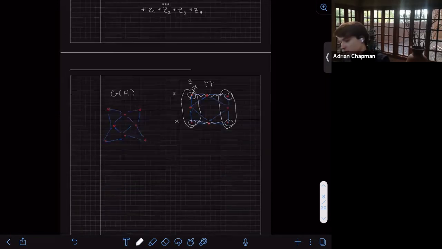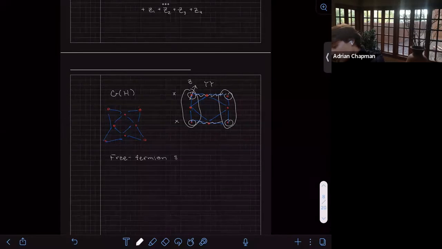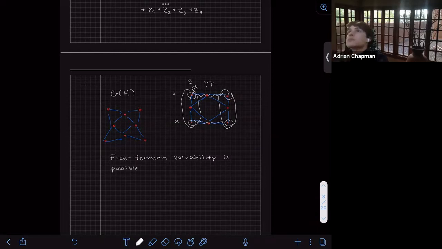So the main theorem of the first paper I spoke of is that this combinatorial question has an answer in terms of the frustration graph, and it's that Free-Fermion solvability is possible if G of H is a line graph.